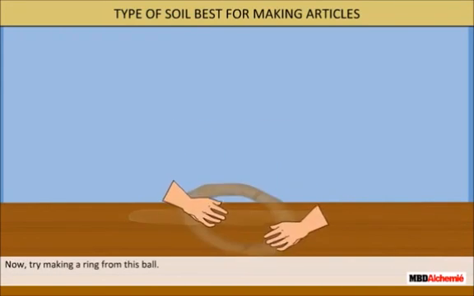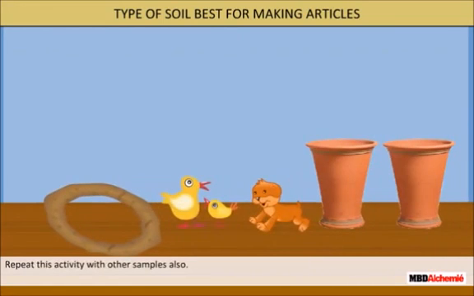Now try making a ring from this ball. Repeat this activity with other samples also. From this activity you will find that only clay soil is suitable for making toys and pots.